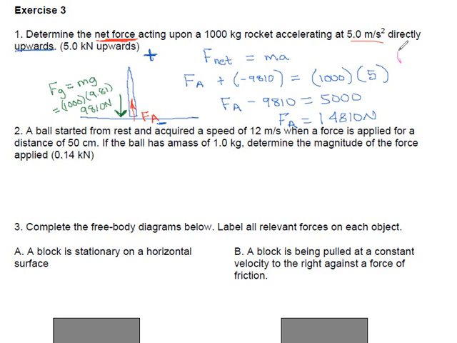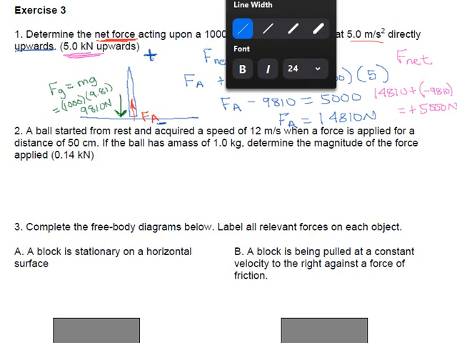The net force, it's okay, we can still finish the problem and it won't be too bad, but I worked a little too hard for this. The net force, we said, is the applied force, which is 14,810, plus gravity, which is minus 9,810. Add that up and you get positive 5,000 newtons. They write it as 5 kilonewtons, which means the same thing.